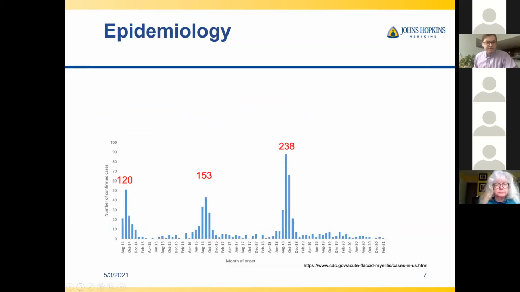So there have been over 600 cases in the US since the CDC began tracking. The first case series describing a number of children in California with AFM was published in 2012, after which national reporting started. Outbreaks of AFM have been occurring in this rather curious biennial pattern since. So you can see spikes in 2014, 2016, and 2018 as illustrated here.